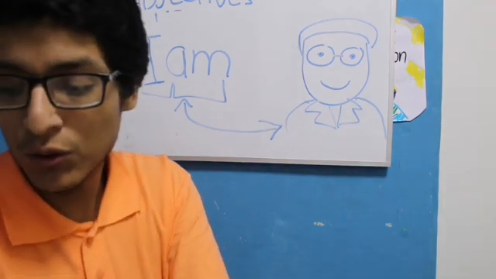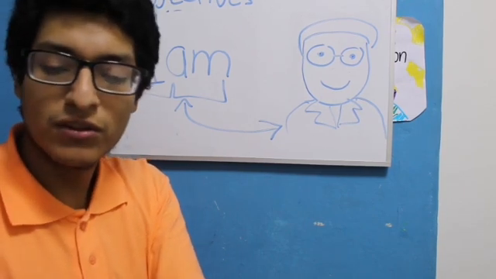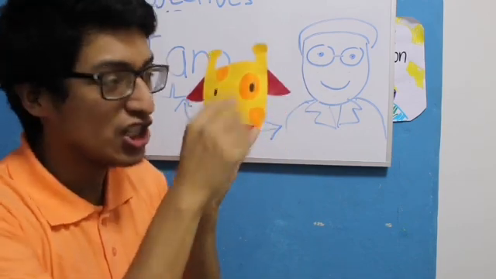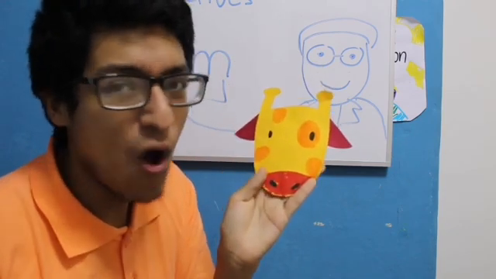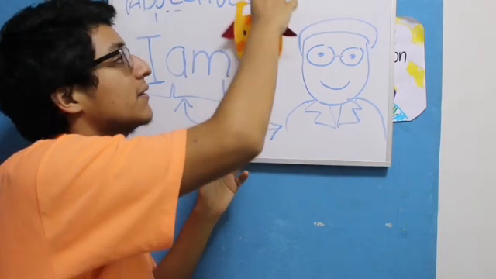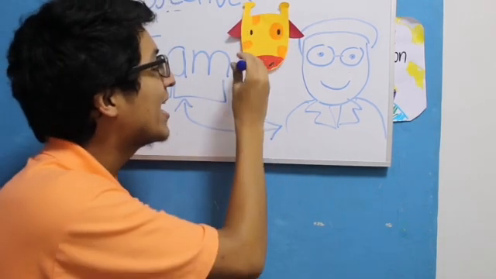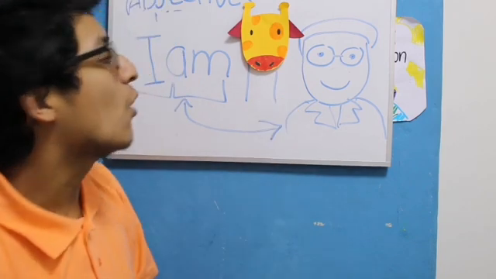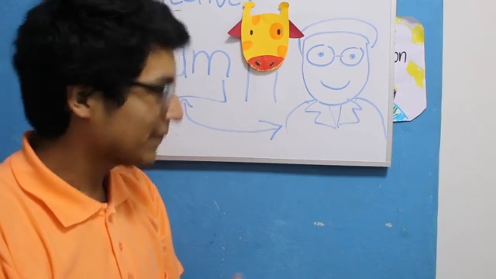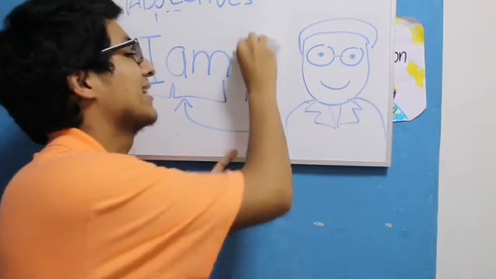Well, I'm going to use the example of this one. I am a giraffe? A giraffe, the animal? No, right? So let's use it as an example of the adjective. I am tall. Yes, tall. I am tall. It means I am higher, I am a high height. Nice.